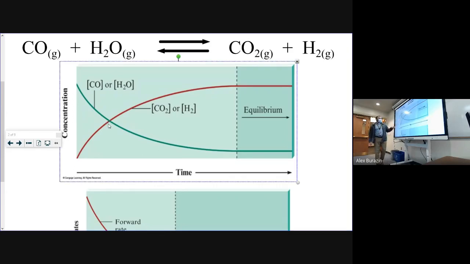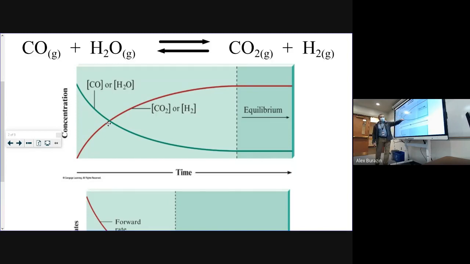So at that point in time, my reactant, which is this one going down, and my product, which is this one going up, crisscross. Great, they have the same molarity. Does the same molarity mean I have equilibrium? No, it doesn't. Okay, equilibrium occurs when these stop changing.